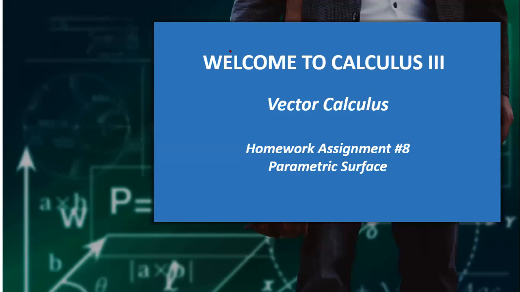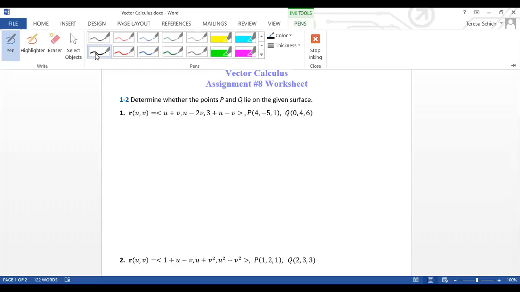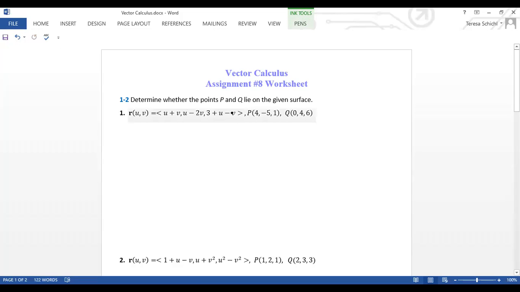All right, so let's go to our worksheets and take a look at what type of problems we have here. For the first one, we want to determine whether the points P and Q lie on the given surface. Remember the r(u,v), this is the one we use to parameterize the surface. Now let's check the first one.